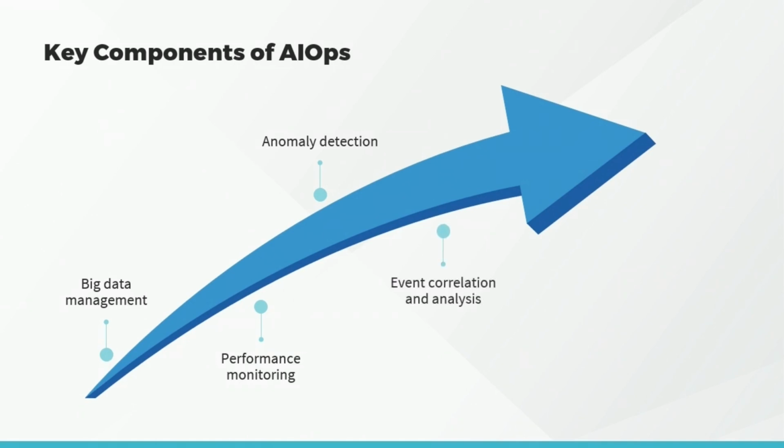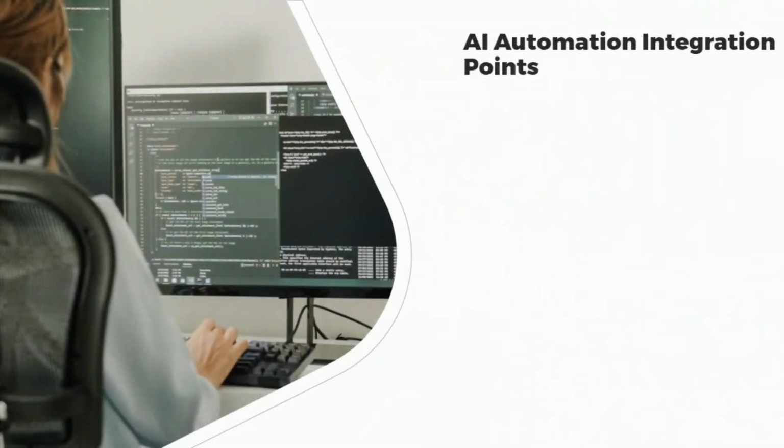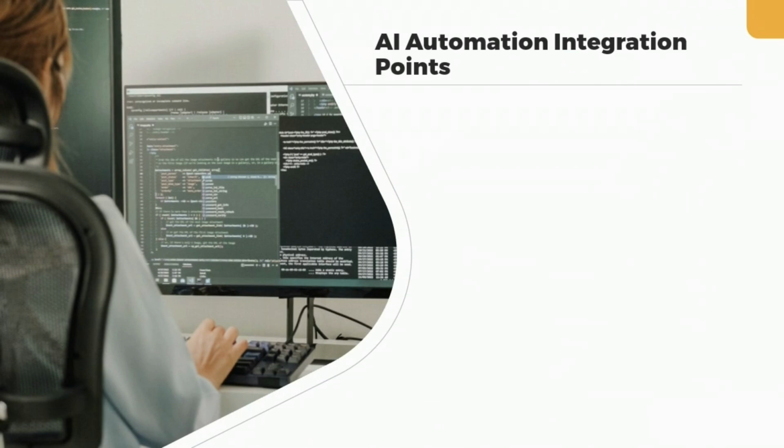And AIOps correlates and analyzes events from multiple sources to identify meaningful patterns and relationships. And this helps in understanding the context of IT incidents and prioritizes responses based on their impact. And AIOps integrates with IT service management, or ITSM, to streamline service delivery processes, automate incident resolution, and enhance overall service quality. Now, AIOps integrates AI-driven automation across various aspects of IT operations, offering several key integration points.